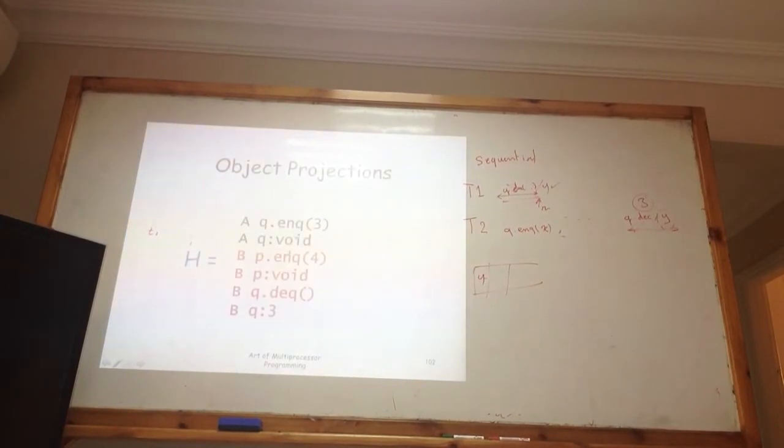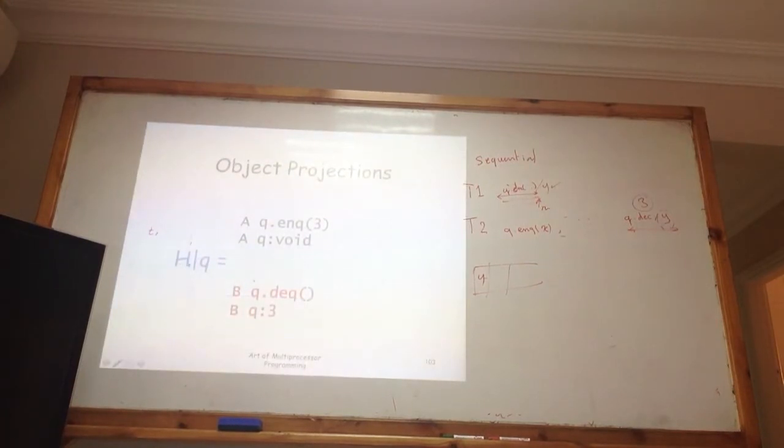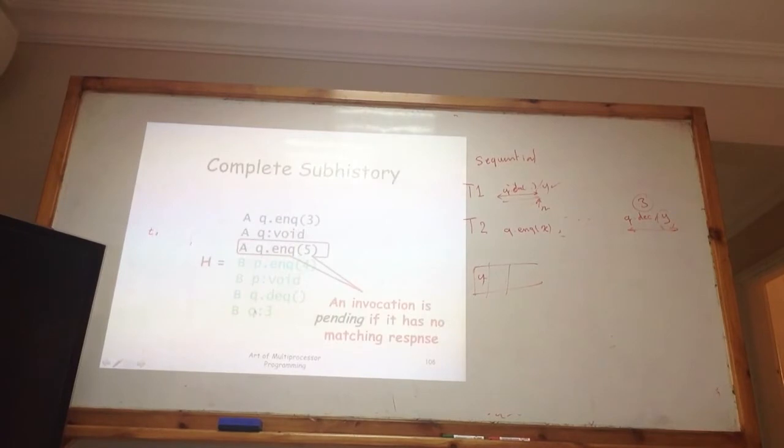What's interesting is that you can formally define something called projection. For this history, I want only the actions that happened on object Q: here you get enqueue and response, and dequeue and the response. And this is the projection on thread B: get me all the actions that happened in thread B, and so on. You can do these projections. We say that an invocation is pending if the corresponding response is not there. There is no matching response.